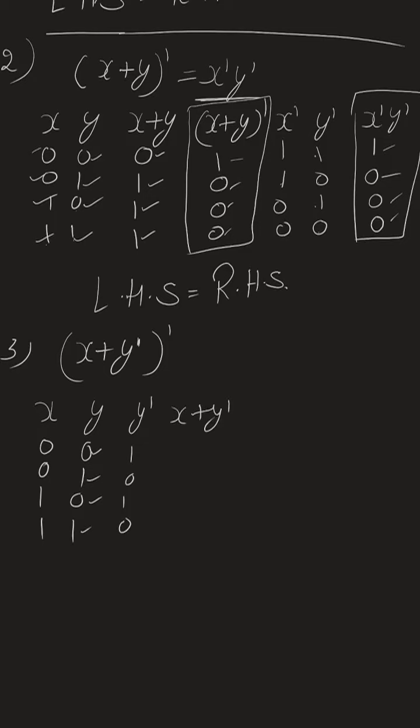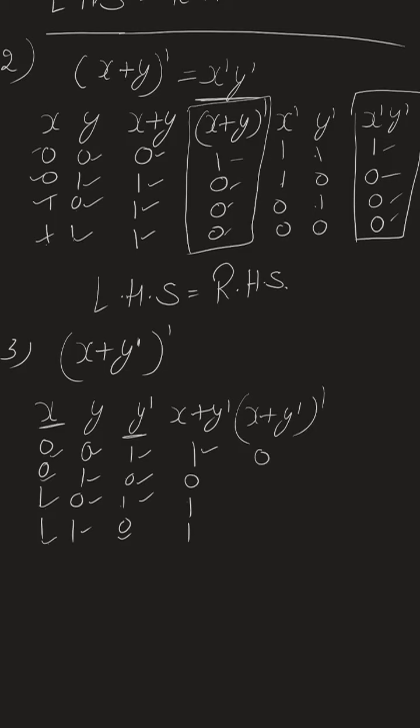So here is our x and here is our y complement. So you can add this: 0 plus 1 is 1, 0 plus 0 is 0, 1 plus 1 is 1, and 1 plus 0 is again 1. Okay, now we need the whole complement, so you can write down here x plus y complement and whole complement.